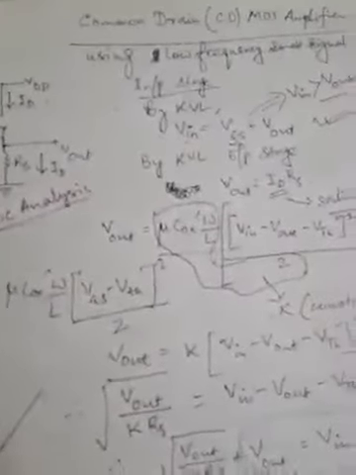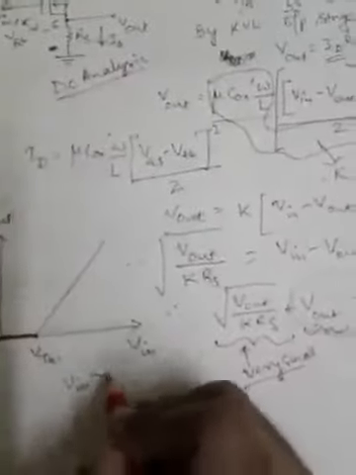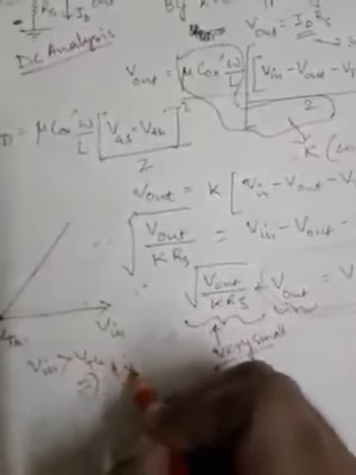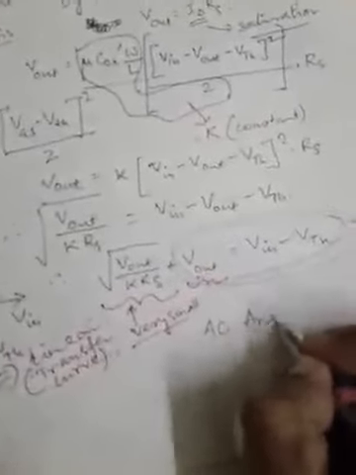than the output voltage. But it will be having a linear relation over and above when Vin is greater than VTH. The transfer curve is linear. We are getting a linear transfer curve. Now let us move on to the AC analysis part.